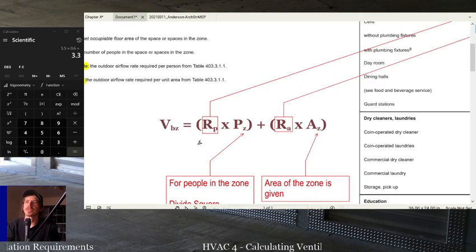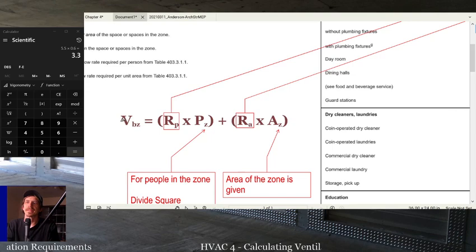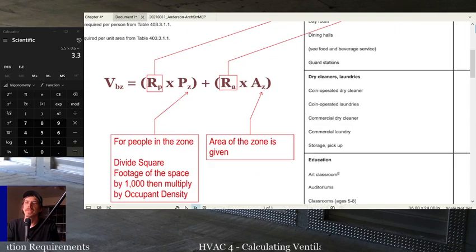All right, and here's the equation written out the way I think about it. VBZ equals RP times PZ plus RA times AZ. So the parentheses are there because you'll do this section, right? And then you'll do this section, and then you'll add them together. Alright, so where do you get these numbers?